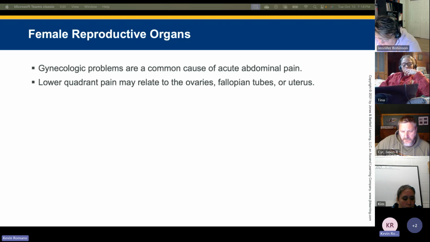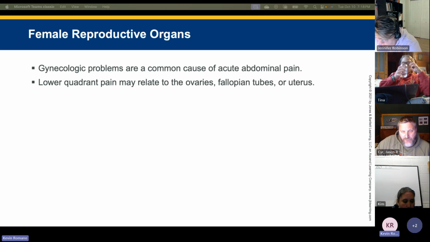Female reproductive organs. Gynecologic problems are a common cause of acute abdominal pain. So lower quadrant pain may relate to either the ovaries, fallopian tubes, or uterus. Again, chapter 23, gynecologic emergencies, will cover this more in depth. I'm not going to get into it more here. But any female in childbearing years who's currently sexually active potentially has an ectopic pregnancy.